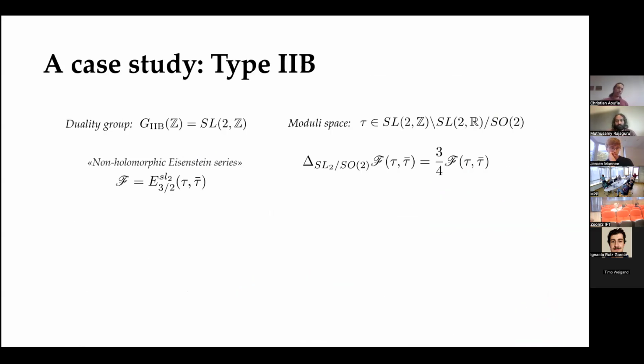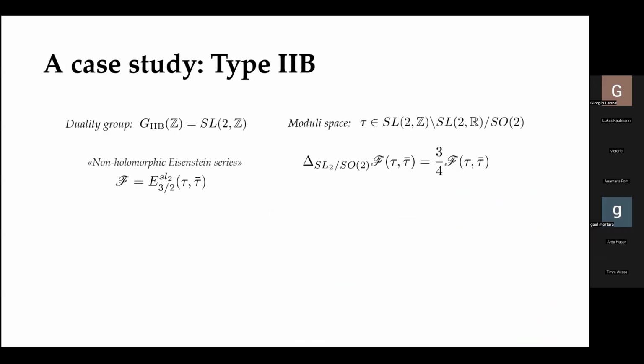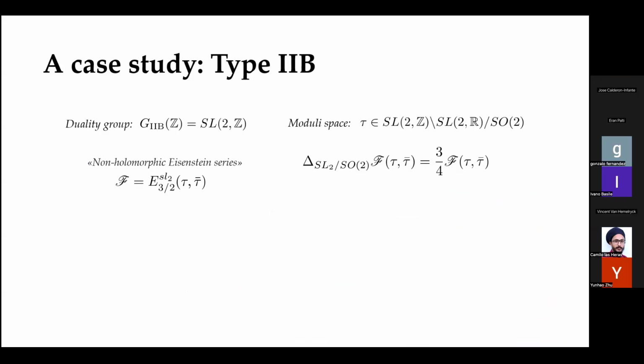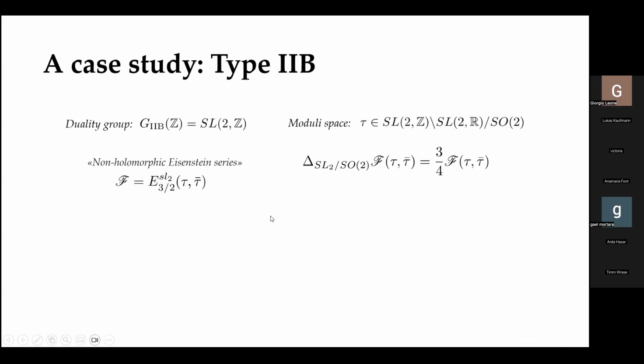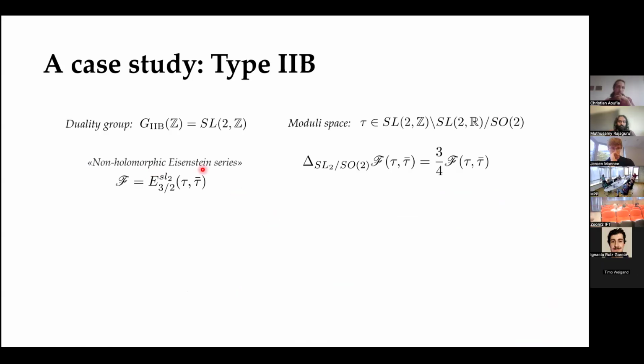In the meantime, let me take as a case study type 2B. The duality group is given, of course, by SL2Z, and the moduli space can be taken, for example, to be the fundamental domain on the upper half plane. The coefficients here are given by the more familiar non-holomorphic Eisenstein series, and in particular, in this specific example, the Eisenstein series of order 3/2, which obeys this kind of eigenvalue equation.